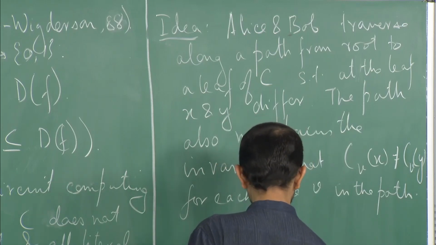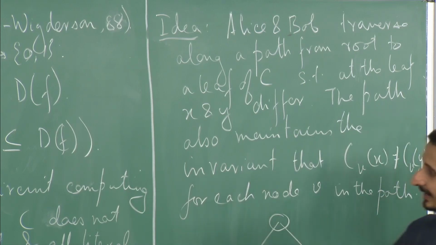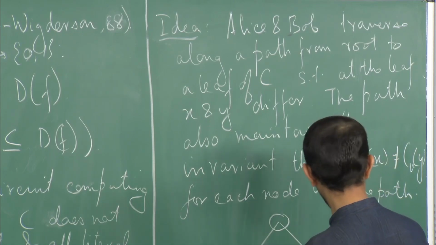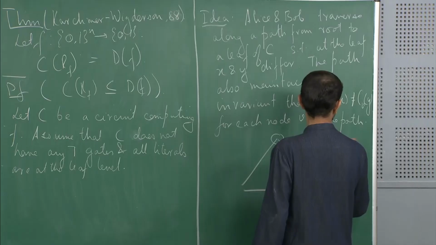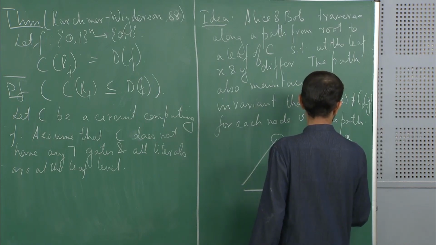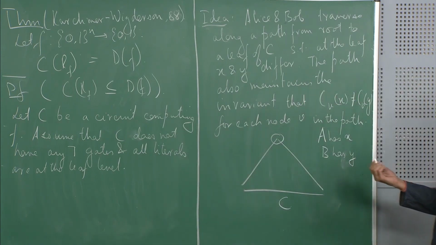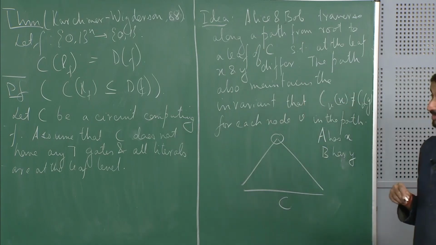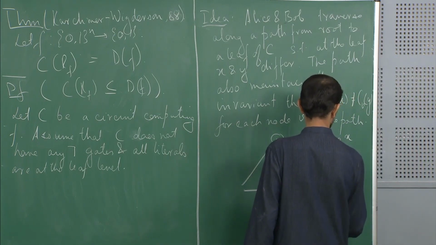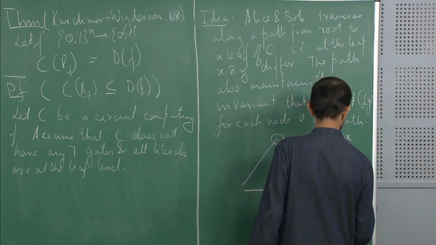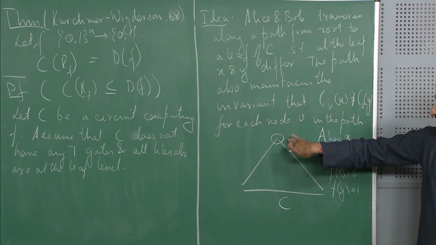Before giving you the proof, it is easier to give the intuition. Suppose I have a circuit. Okay, I start at the root. What do I know at the root by my input? Alice has x and Bob has y. What else do we know? We know that f of x is 0 and f of y is 1, which means that C of x must be 0 and C of y must be 1. So the invariant is satisfied at the root.